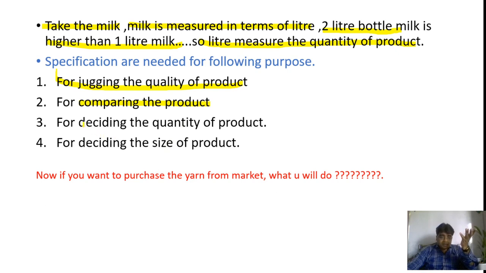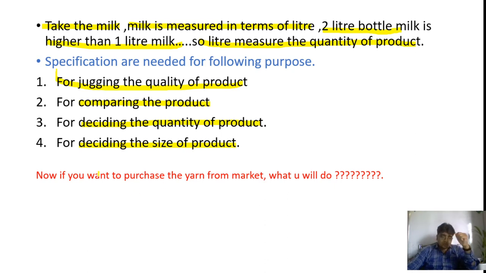Then it may be helpful for deciding the quantity of the product, how much quantity is there. Take the case of milk. The 2 liter is going to decide for you the quantity of that particular milk. Thereafter, deciding the size of the product. So the specification of any product plays a vital role in the selection procedure. So this is why we need a specification of any product.